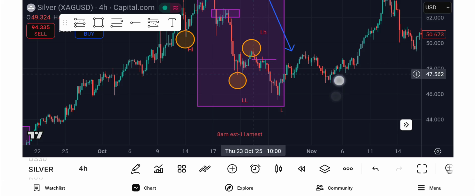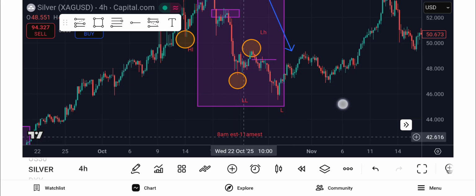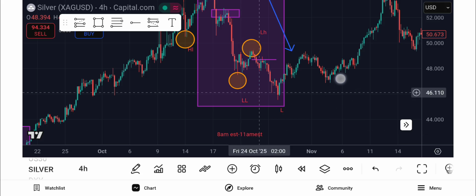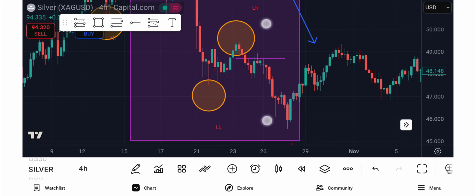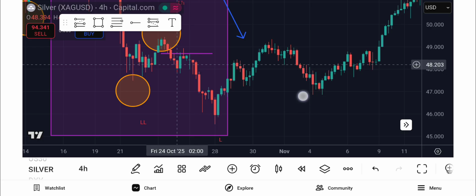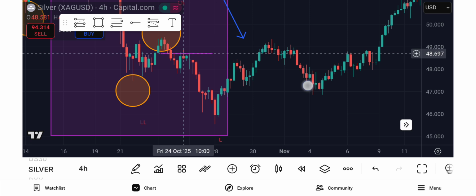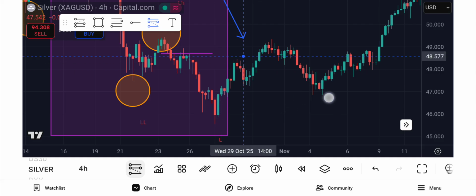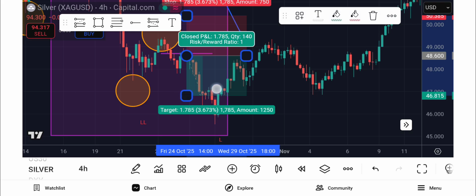and it does it at around 8 a.m. Eastern Standard Time to 11 a.m. Eastern Standard Time, right? So if I zoom in, I see that price goes all the way up into the fair value gap, and then I see the rejection around 10 a.m., right? So once I see the rejection, I would enter the sell. Once it rejects that fair value gap and closes, I would look for the sell.